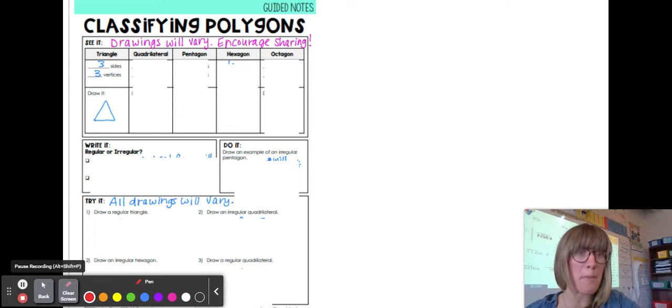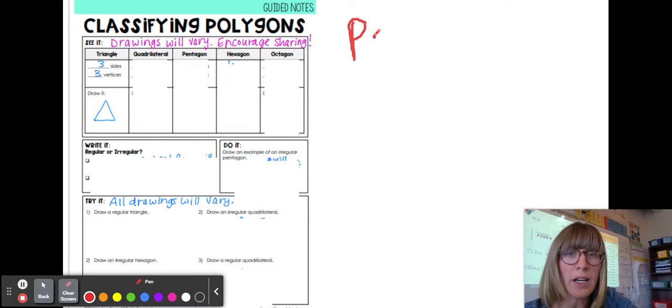Hi, guys. We are thinking about polygons. So, when we think about classifying polygons, it's sort of like grouping them or making statements about a polygon based on its features, specifically about its sides and its corners or its vertices. We could also include its angles as well.